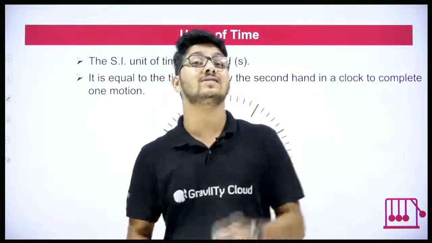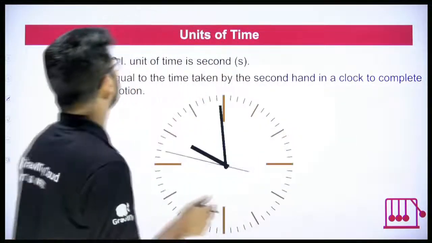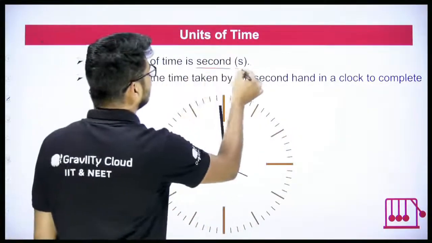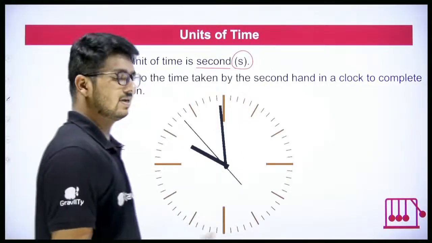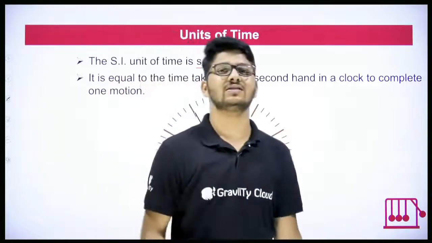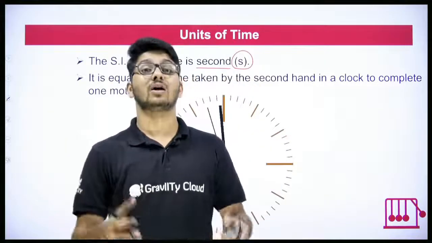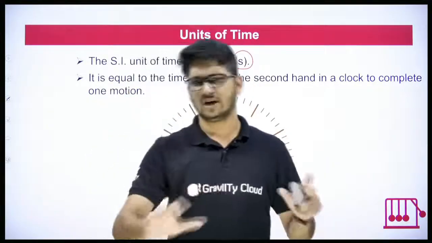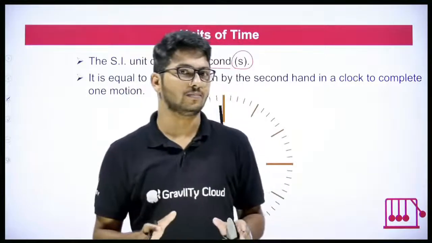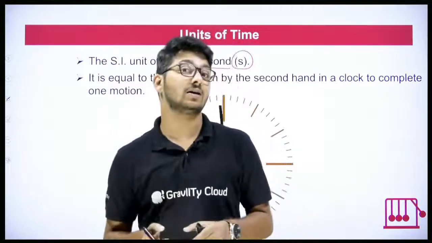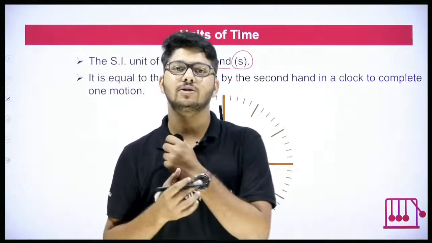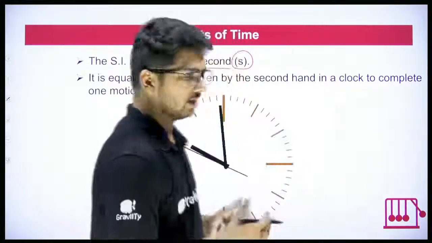Right. So now when we talk about the units of time, very important, the SI unit of time is second. The SI unit of time is second, the symbol is small s. So you can write time as 2 seconds, 10 seconds, 15 seconds, 100 seconds, 1000 seconds, depending on the time interval. And do you know what 1 second is? What is 1 second?